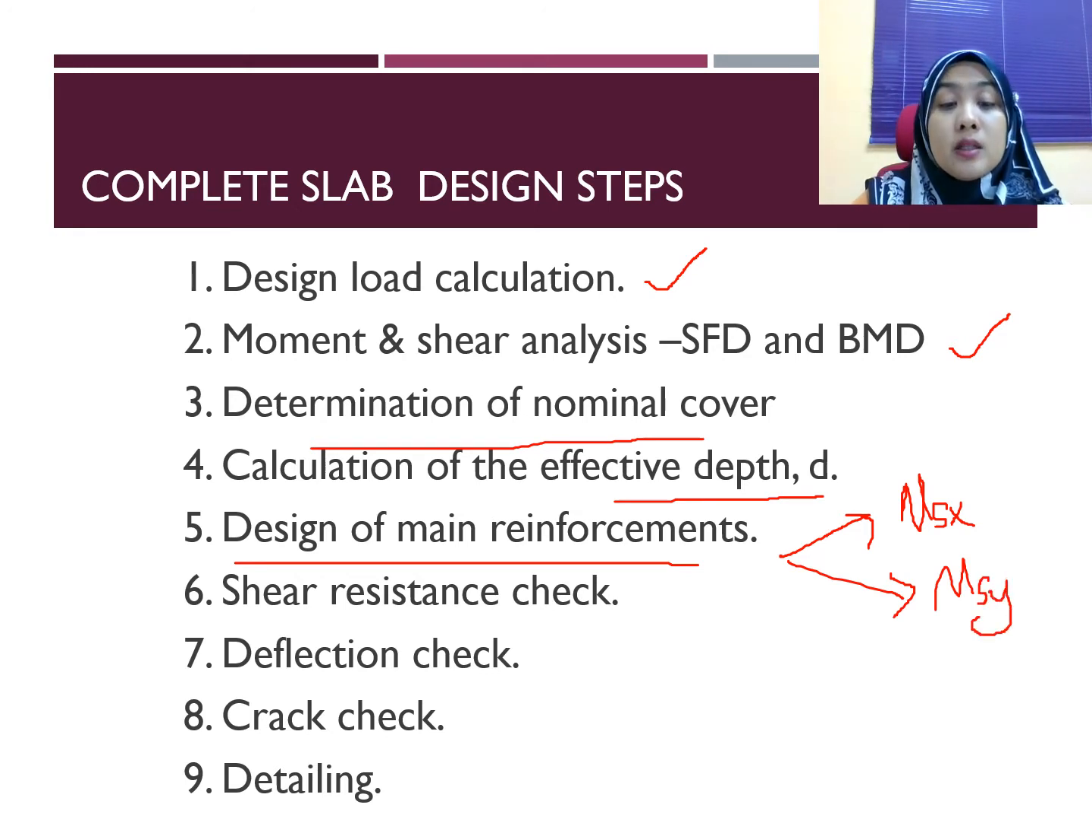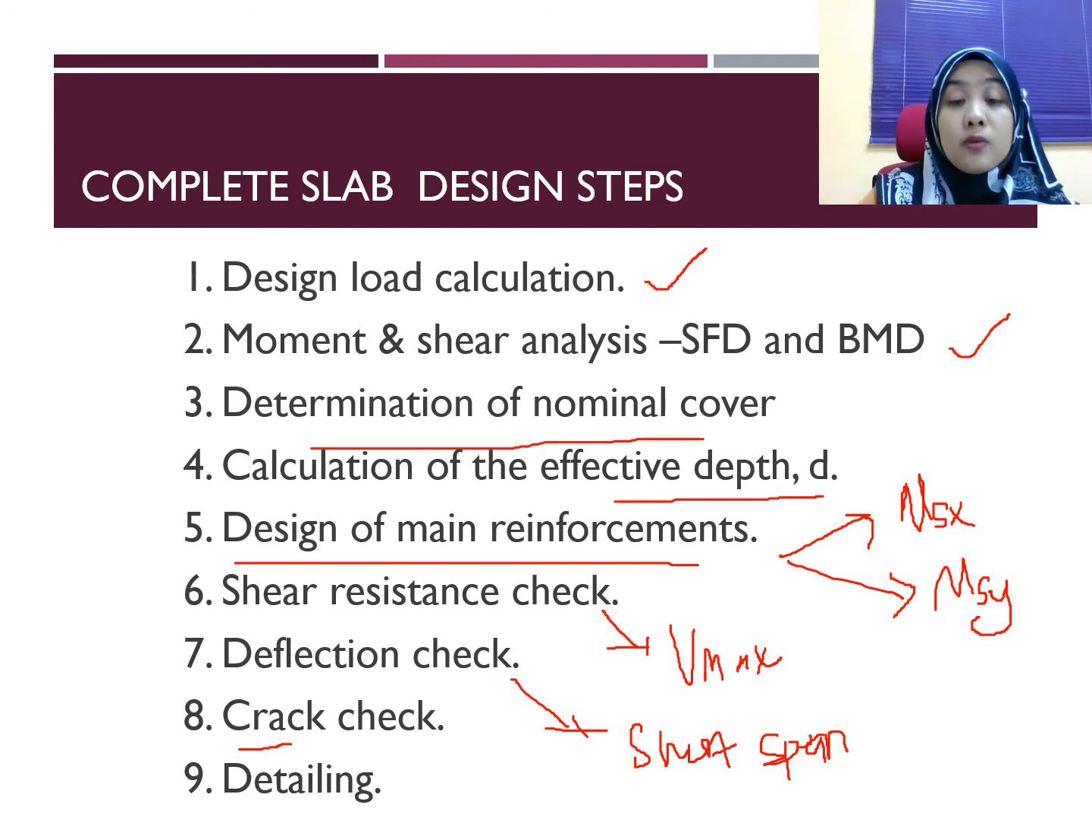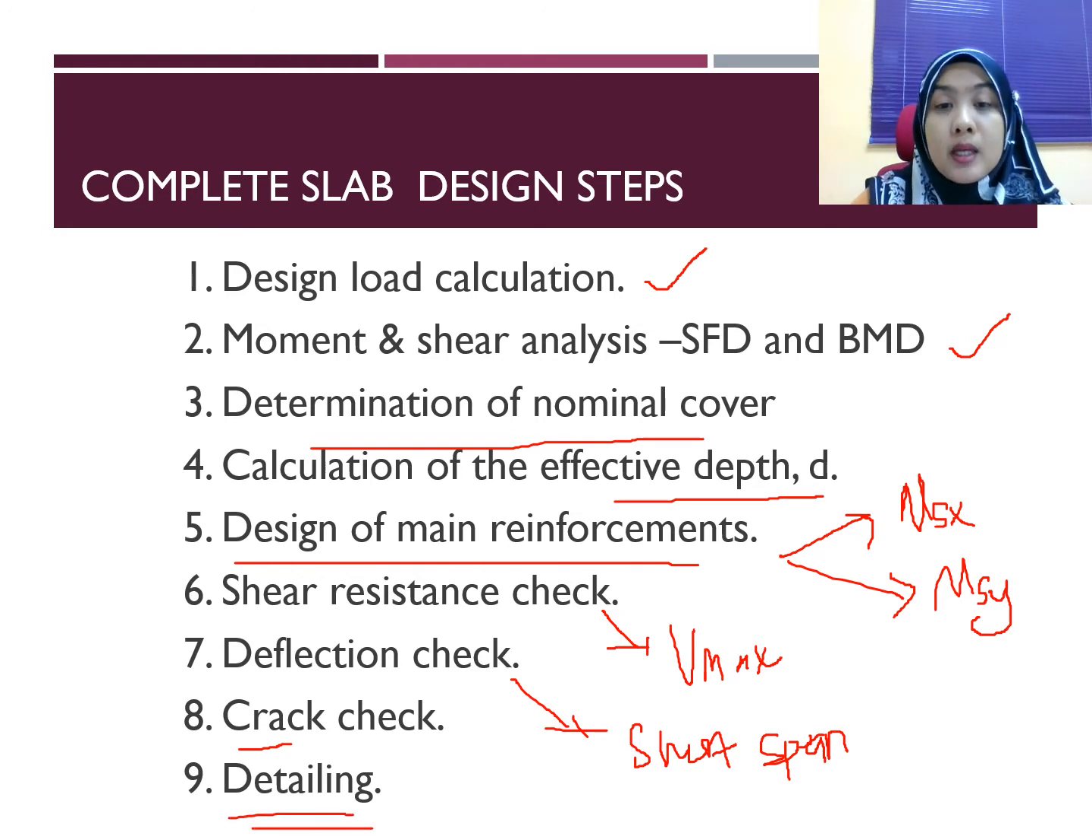Okay, so for shear resistance check, for this one you just take the V maximum value. Check for V maximum value. This one, you only check for the shorter span, Lx. So you just check for the short span. But for crack checks, you need to check both directions. And don't forget to draw the detailing. Detailing will be covered in the next topic.